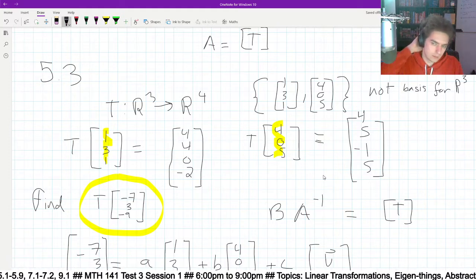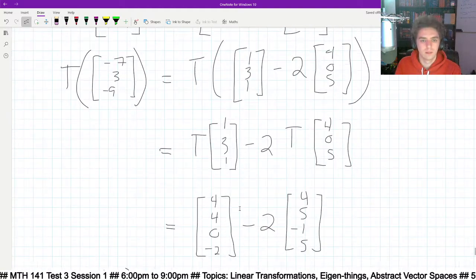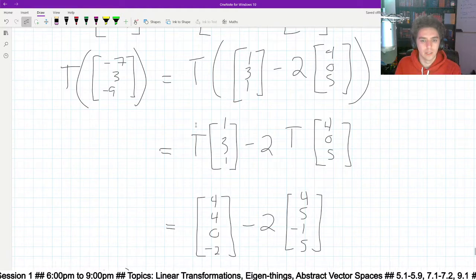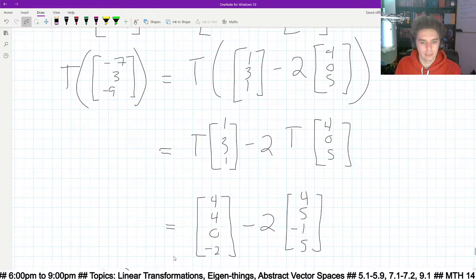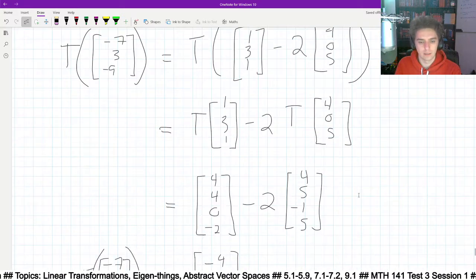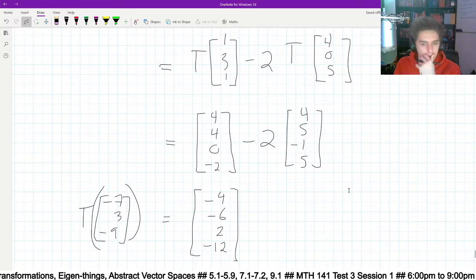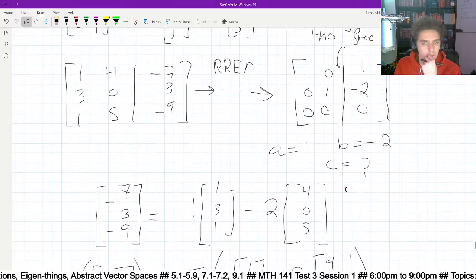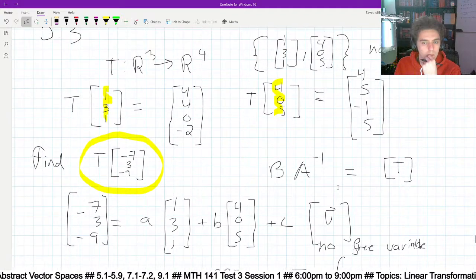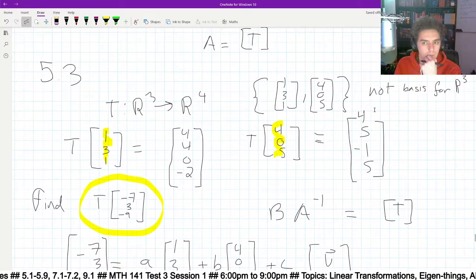Could you scroll down to the part where you substitute? Yeah, here. So I know T of 1, 3, 1 is this. It gives it to me in the question. I know T of 4, 0, 5 is this. It gives it to me in the question. Okay, I completely forgot about that part. And could you go back up? I'm a little confused as to why it's not a basis for R3.